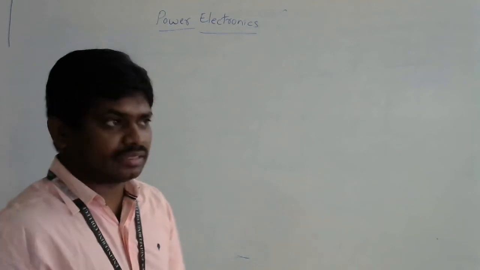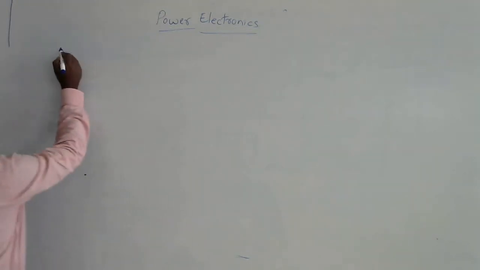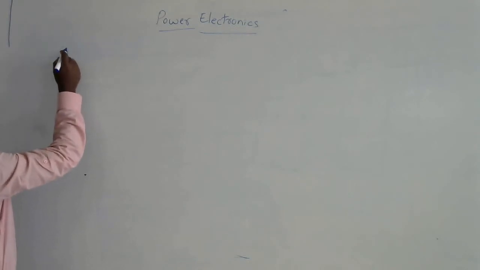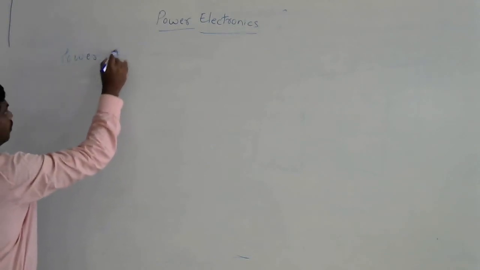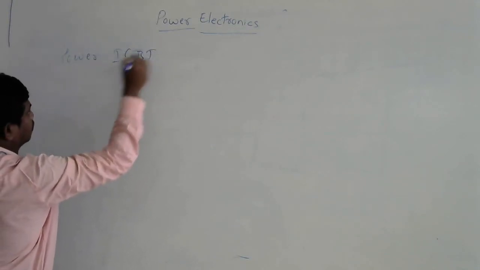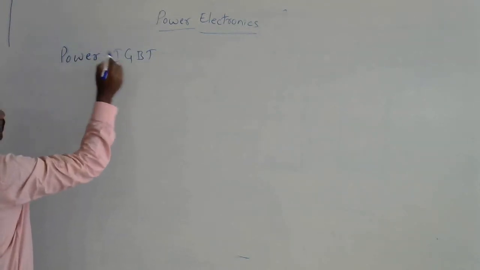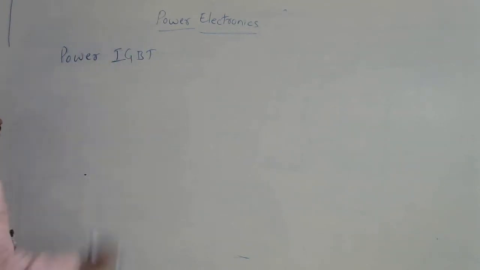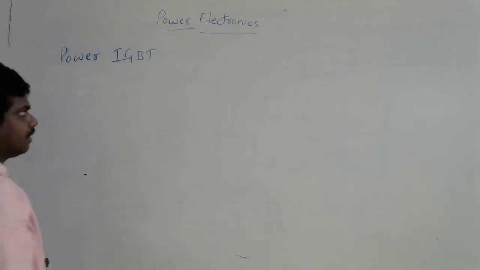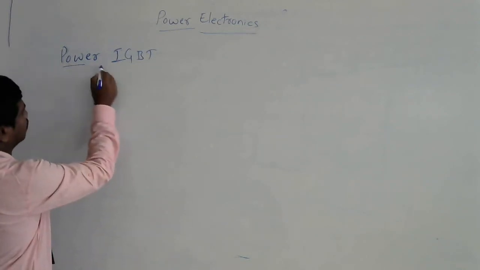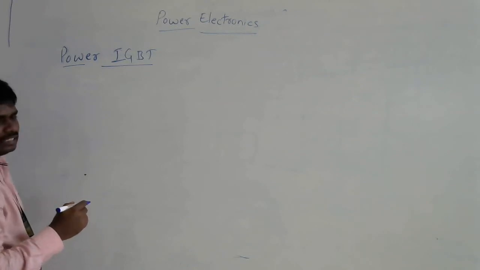In this video, we are going to see one of the switching devices that we are using in our power electronics, that is power IGBT. This is power IGBT, one of the important switching devices which we are using in different configurations of power electronics. So we'll see the contents of power IGBT.